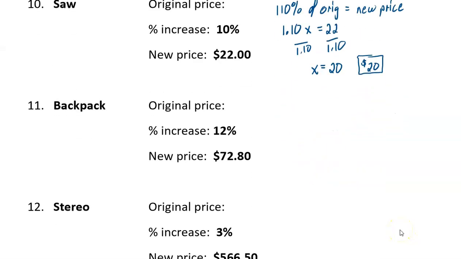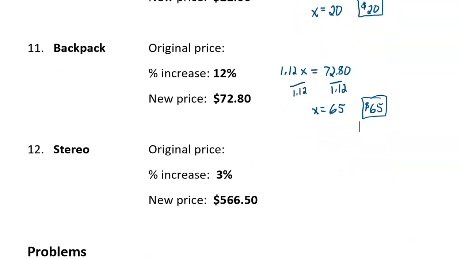Number 11, a backpack. We don't know the original price, but it was increased 12%, resulting in the new price of $72.80. So 1.12, that's 112% of the original price, is equal to the new price. Divide both sides by 1.12 to get X alone. And this is $65.